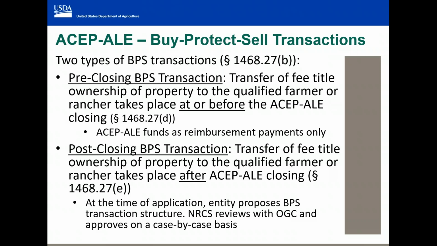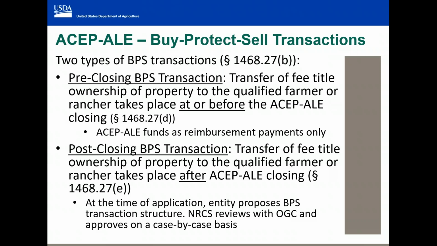So what we have framed are that there's a pre-closing buy, protect, sell transaction wherein the transfer of the ownership of the property to that qualified farmer or rancher occurs at or before the ACEP-ALE closing. So in this case, things like landowner eligibility, for example, we would hold off until the eligible entity lets us know who that qualified farmer or rancher buyer is going to be, and we can then work to do the necessary program eligibility, landowner eligibility determinations on those identified buyers.